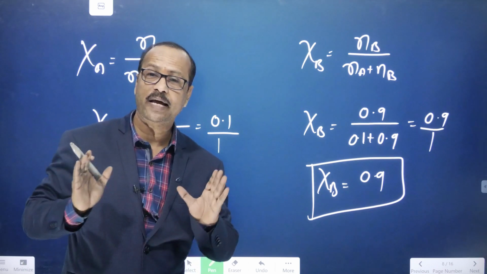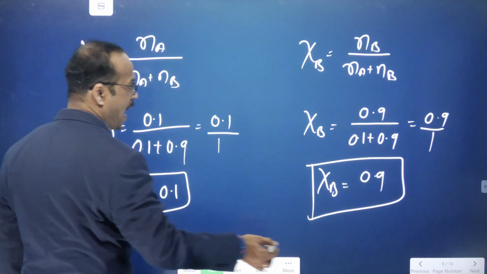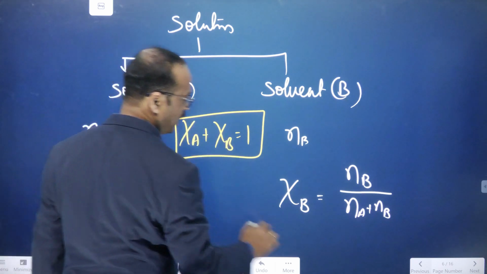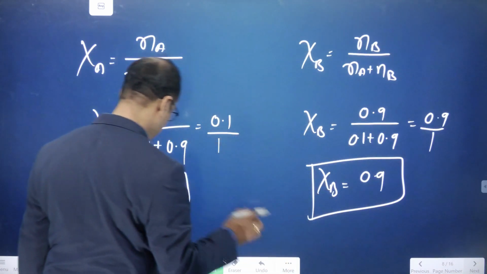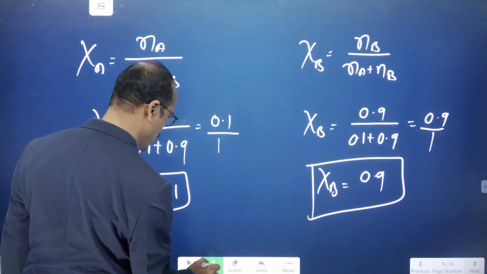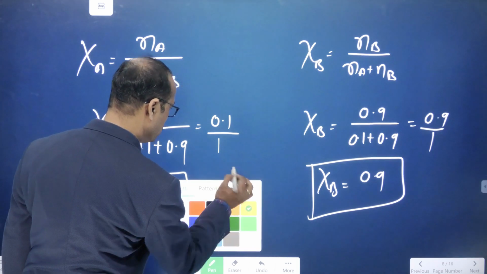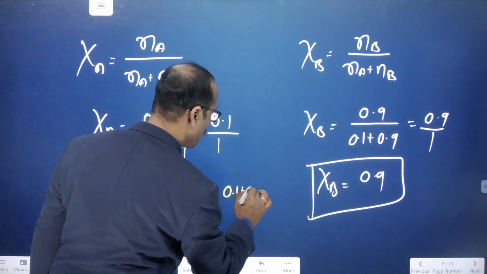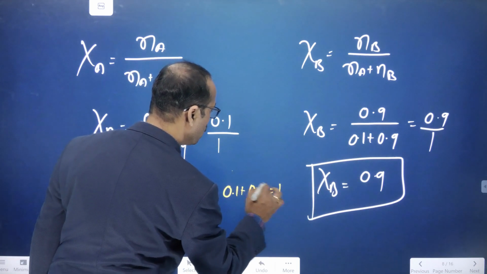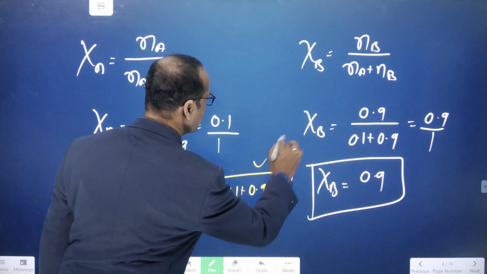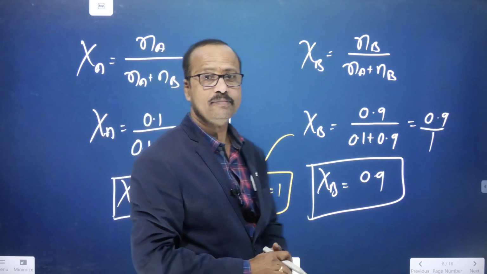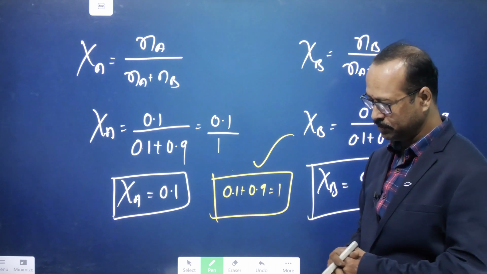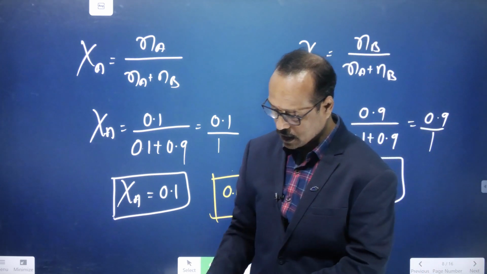To check whether my answers are correct or not, what can I do? I give one formula to you: XA plus XB should be equal to 1. Now see here, XA is equal to 0.1. Now I'll add both. 0.1 plus 0.9 is equal to 1. So therefore my answer is correct. Clear? So this is the method of solving the problem. Of course this is an example problem.